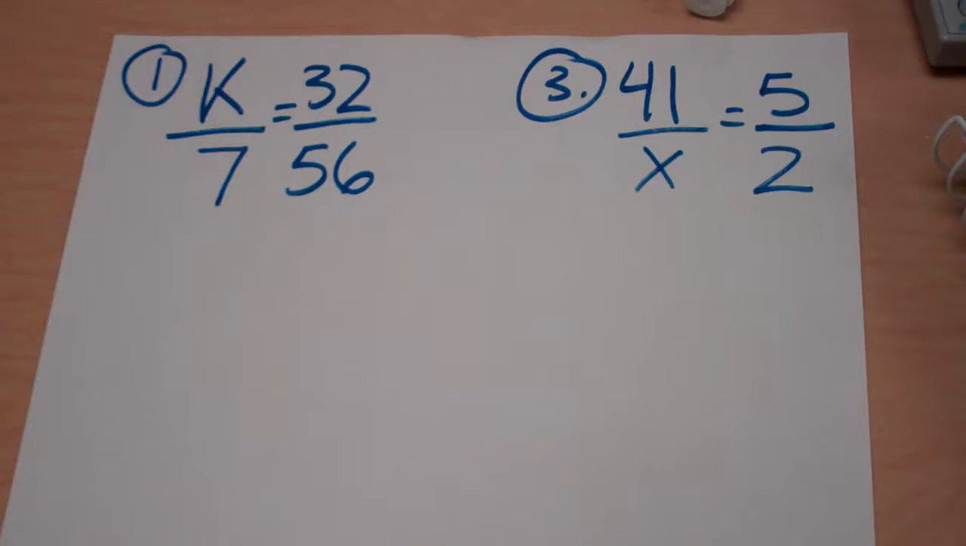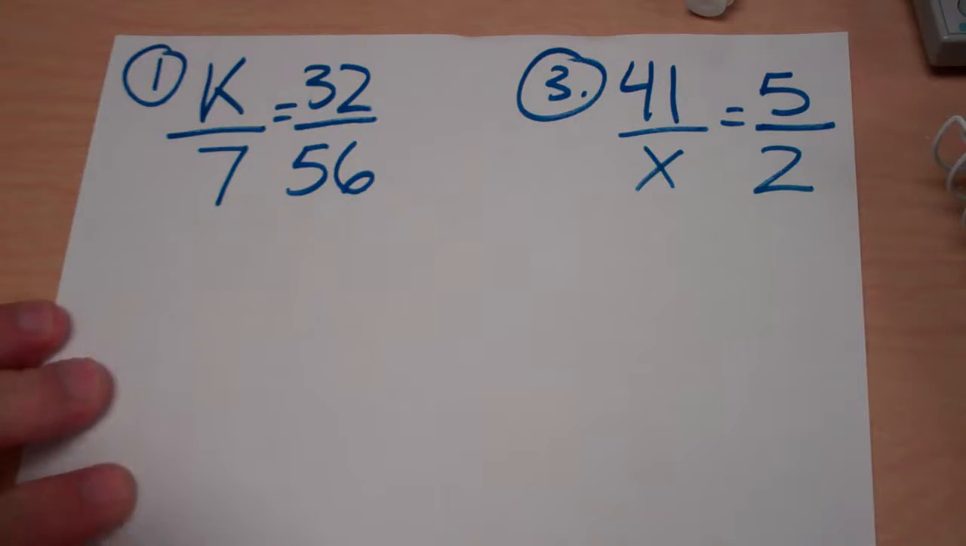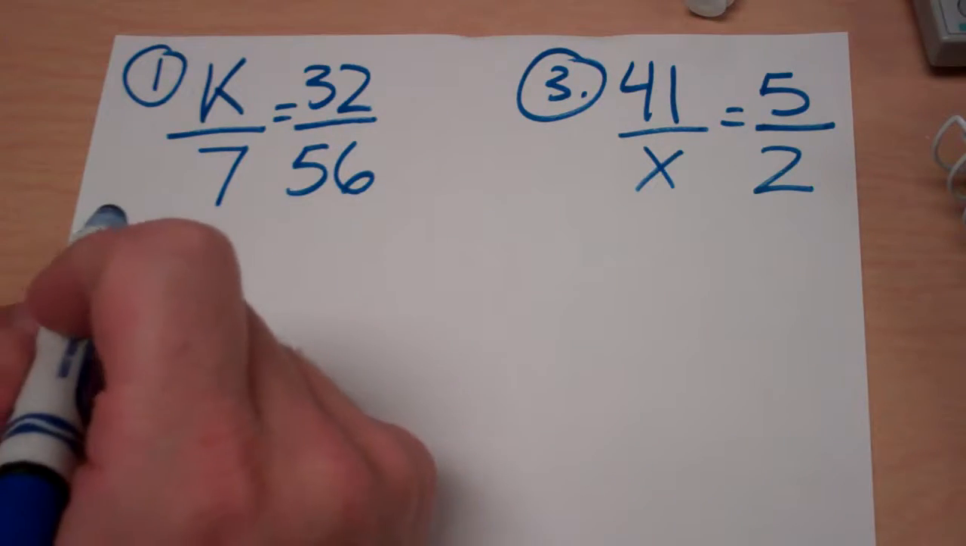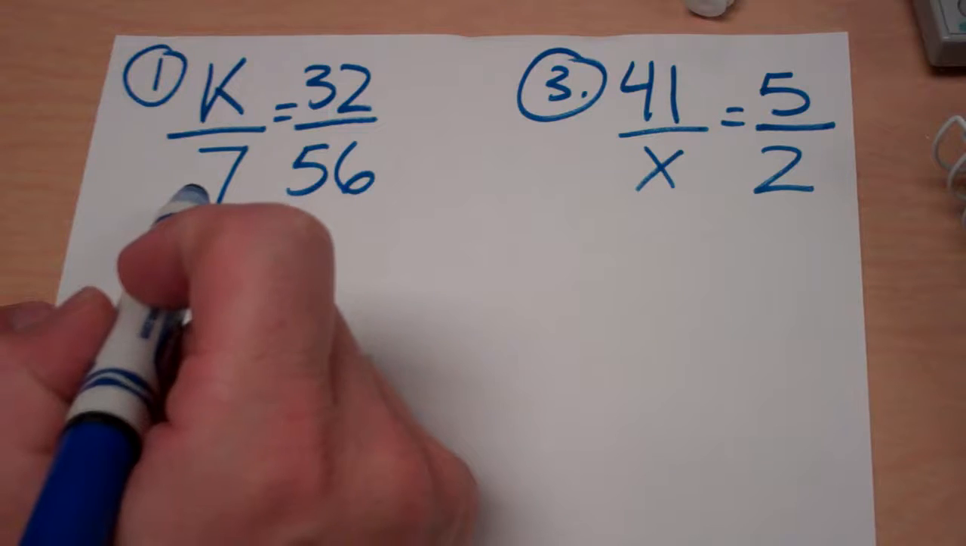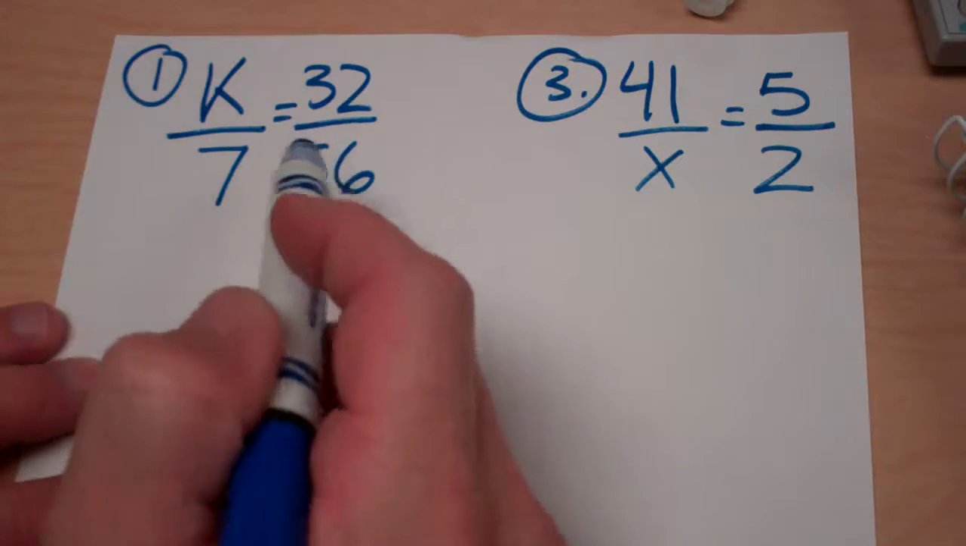Alright, so today we're going to do a couple problems off the guided practice on page 58. This is lesson 6 of chapter 1. We're going to be solving proportions. So what I see here is a ratio equal to a ratio. So that is a proportion when we look at it. K is to 7 as 32 is to 56.